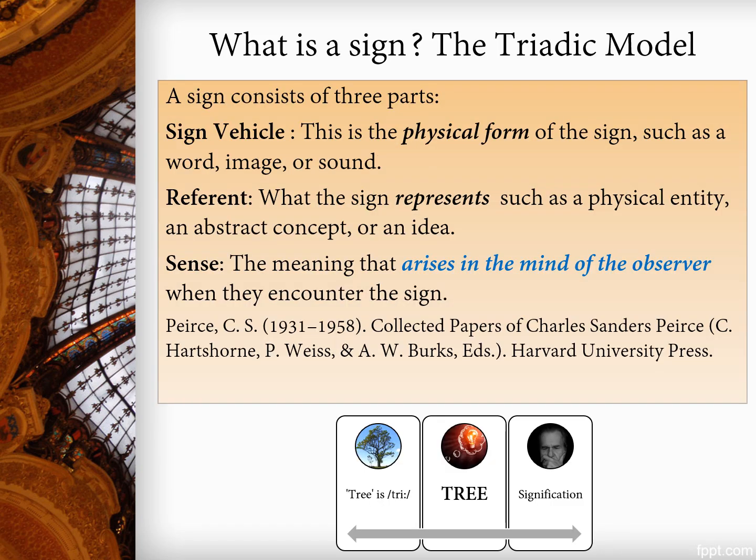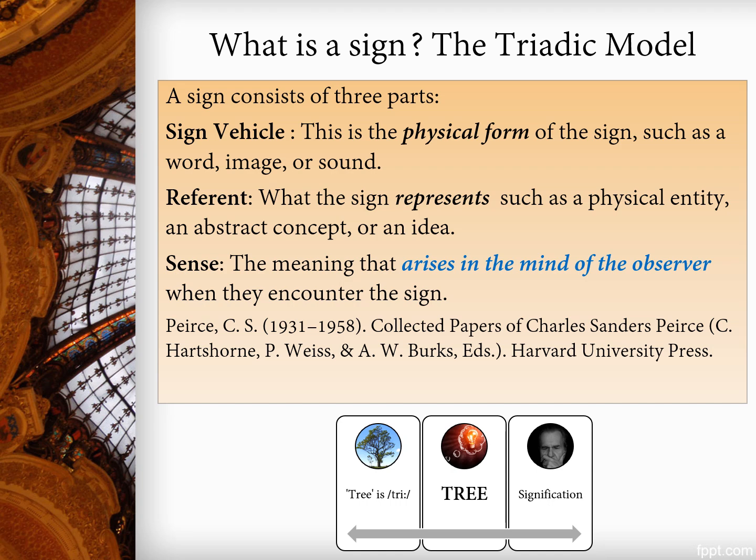There's also, I think, a triadic model. I think the triadic model is actually slightly clearer in some ways, but they reach the same point as the dyadic model. So a sign consists of three parts. There's a sign vehicle. That's the physical form. So that could be the word, the image, the sound. There's the referent, what the sign represents, such as a physical entity, abstract concept, or an idea. And then there's the sense.